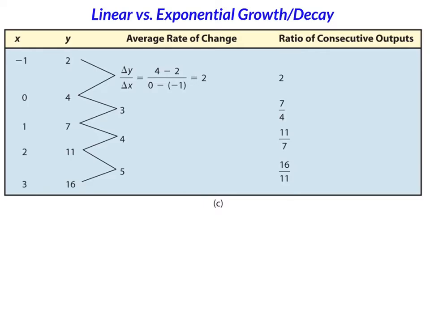So then I go to my ratio of consecutive outputs. So I would do 4 over 2, that's going to give me 2, 7 over 4, 7 fourths, 11 over 7, 11 sevenths, and 16 over 11. These aren't the same and these aren't the same. So this function is neither linear nor exponential. And for right now, we're not going to worry about writing a function for this.